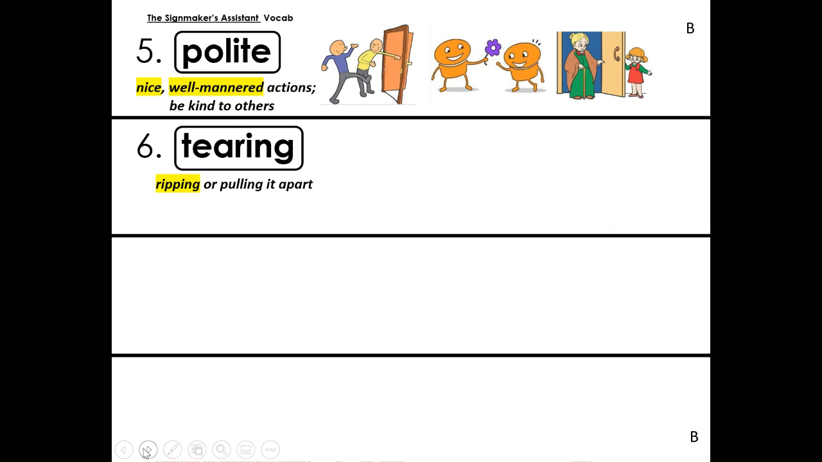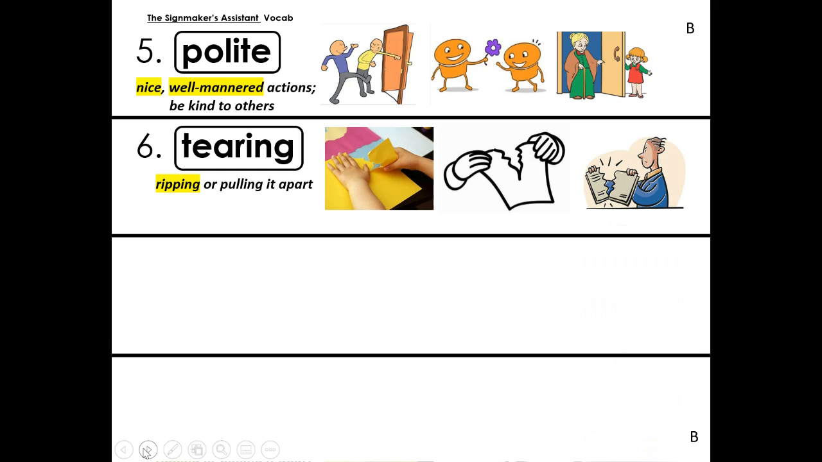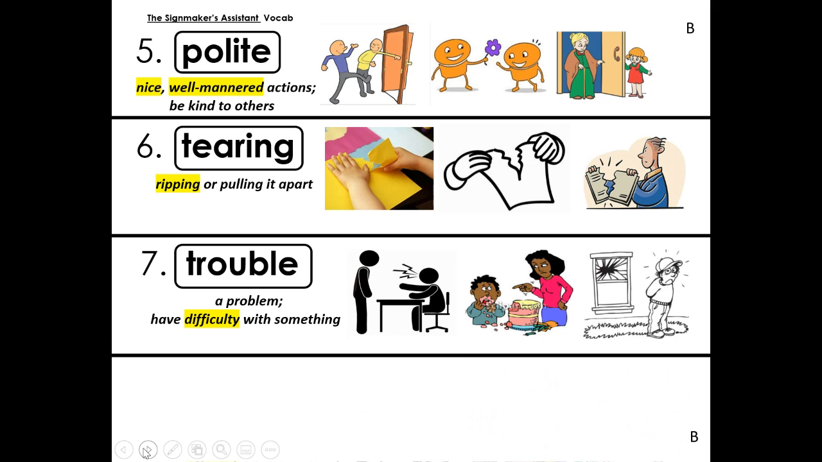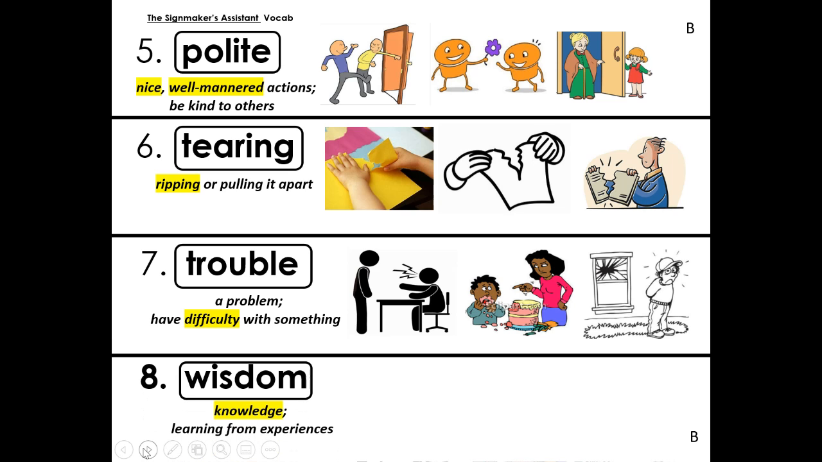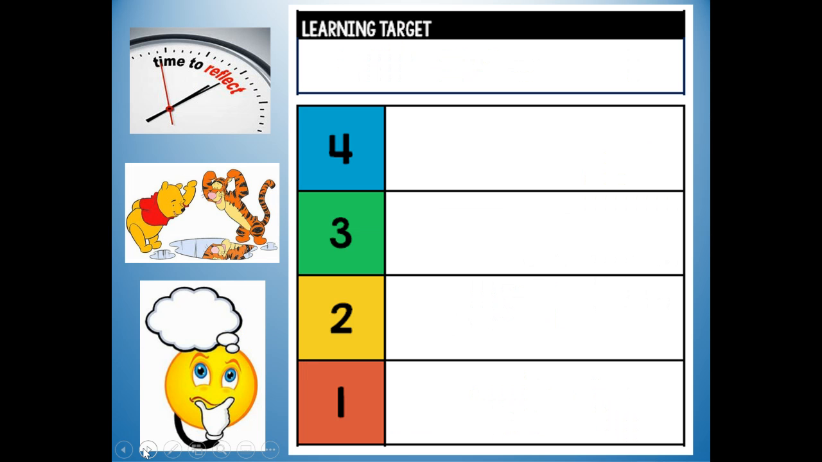Number six, tearing. Tearing means ripping or pulling it apart. Another word for tearing is ripping. Number seven, trouble, a problem, to have difficulty with something. Another word for trouble is difficulty. Number eight, wisdom. To be full of wisdom means to have knowledge and learning from experiences. And another word for wisdom is knowledge.